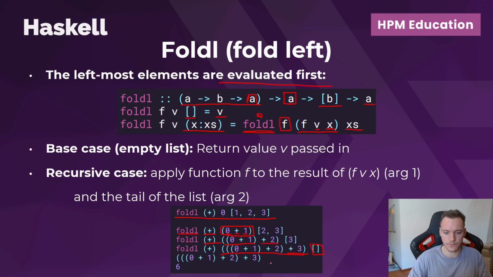Just the v. And so finally we just evaluate this expression and we get back 6. But the important thing is that we see that from the application, the most nested brackets are on the left, or in other words, the combining function associates to the left with foldl.